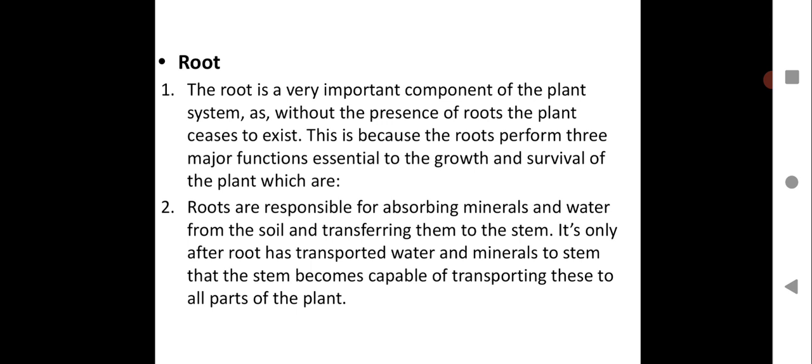If roots do not do their function, if for some reason we uproot the plants, then the roots get detached from the soil, and they will not be able to take up water and minerals. So that's why they won't be able to give it to the stem. The stem gives it to all the parts of the plant, and gradually the plant will die. So that's why roots are extremely important, children. This is how roots play a very important role by absorbing water and minerals from the soil. I hope it's clear. This is a very important part of the plant.